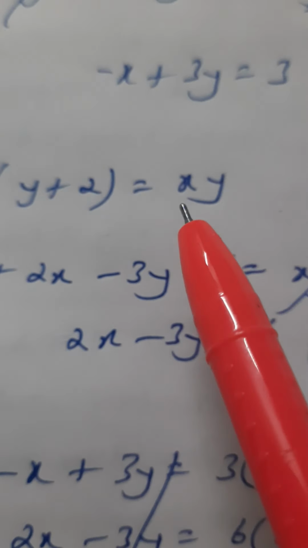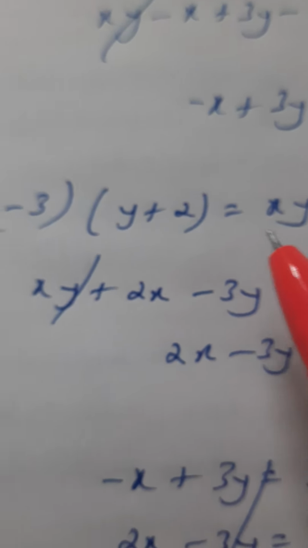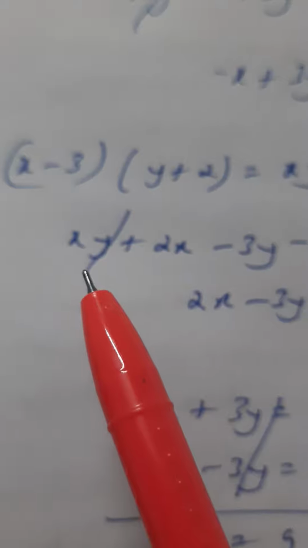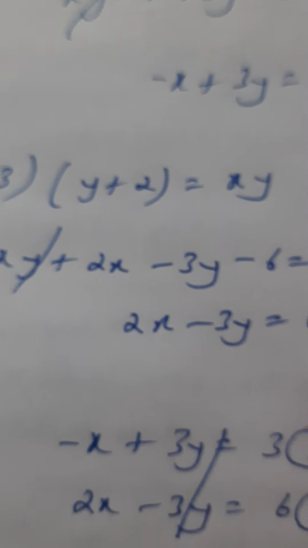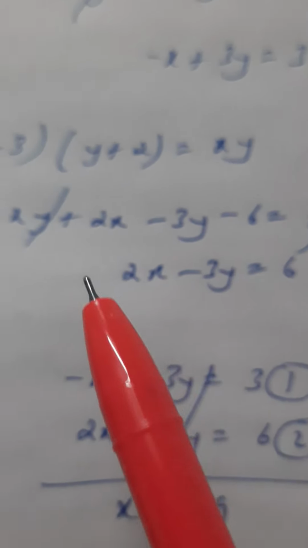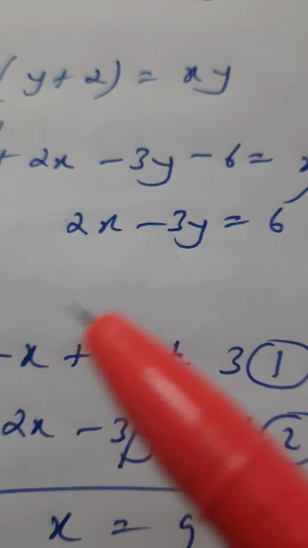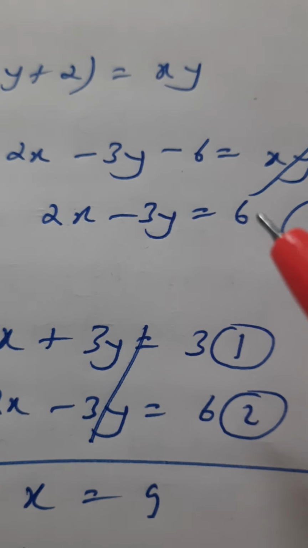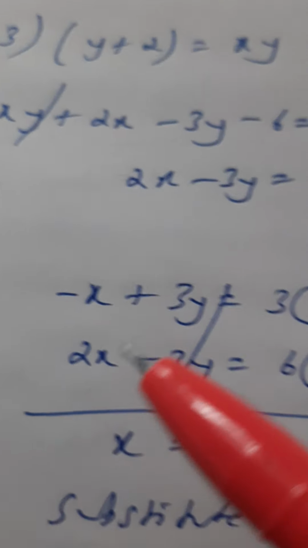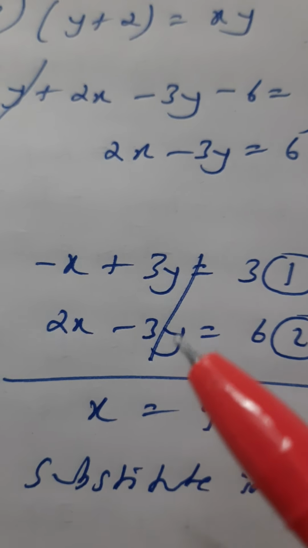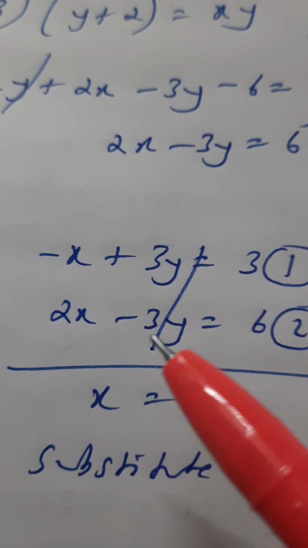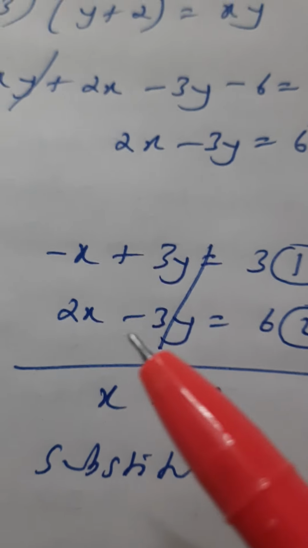Again, the number of students in the class is a constant, that is xy. So when you open this, you get xy + 2x - 3y - 6 = xy. Now xy is getting cancelled from both sides, and then we get the equation 2x - 3y = 6. So these are our two equations. Okay, already the y coefficients are the same, and in fact the signs are also different, so no need to change any sign, just add it up.